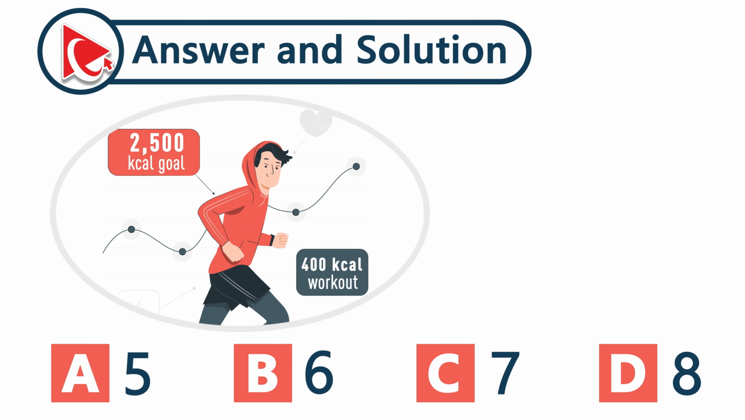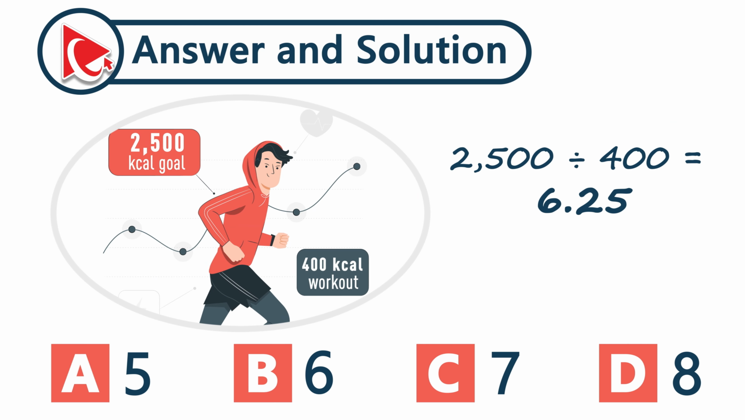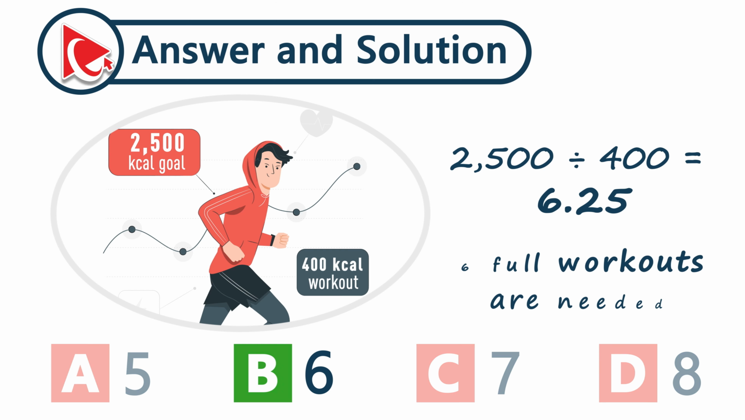To reach the goal of burning 2,500 calories, divide 2,500 by 400, and the result is 6.25. Since partial workouts aren't counted, 6 full workouts are needed. Or maybe you can work a few extra minutes in your last workout of the week to meet the goal, if you are trying to get at least one day off.